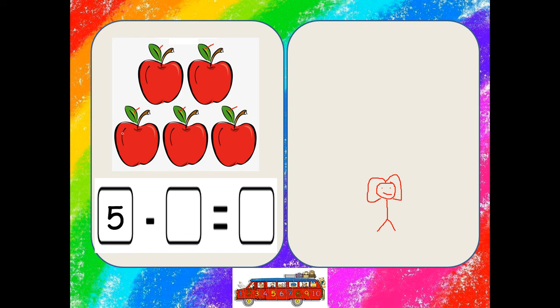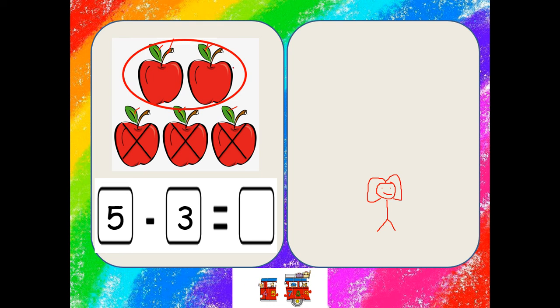Okay, so this time I will put X on the apples that I take away. 1, 2, 3. So I take away 3 apples so I can give them to my friend Dana. So again, how many apples do I give to my friend? I give her 3 apples. Now, how many apples are left with me? Okay, can you count? 1, 2. So again, I have only 2 apples left.